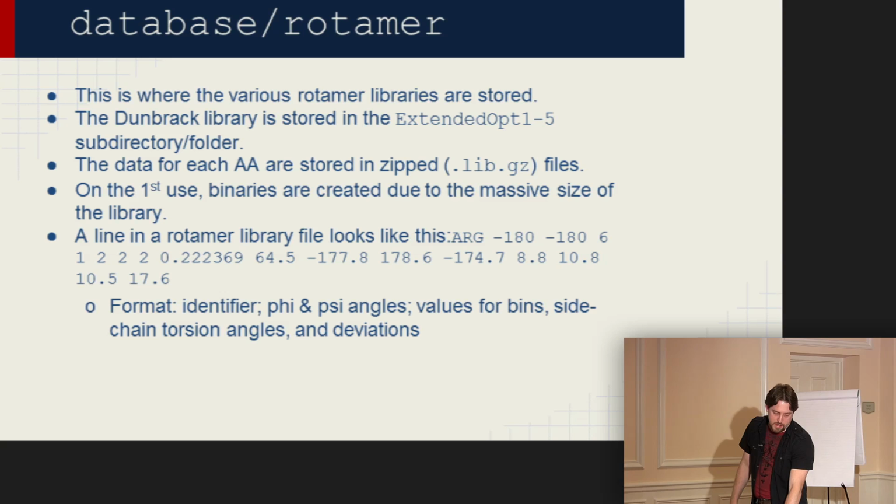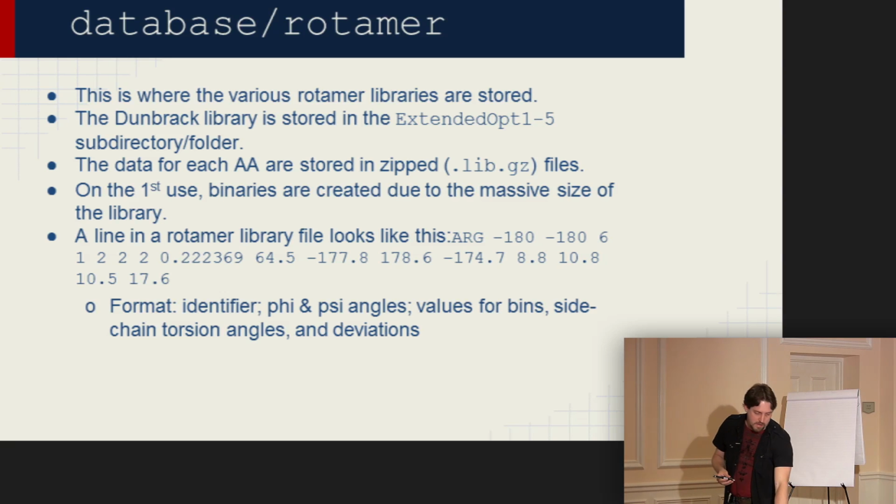The Dunbrack library itself is stored in this extended opt1-5 subdirectory. The data there is actually all stored in zipped files, so you have to unzip them before you can read them. Also, they're so large that, I don't know if you've ever noticed this, but the first time you use these files, binaries are created because of the massive size of the library. So to make things faster, when you first use Rosetta and do anything that requires rotamers like packing, it takes a while on the first run because it's going to create these binaries. After that, it's a lot faster.